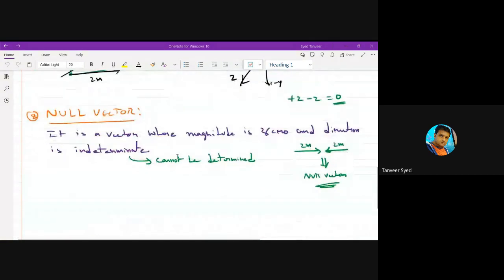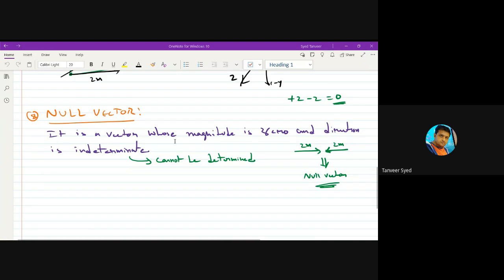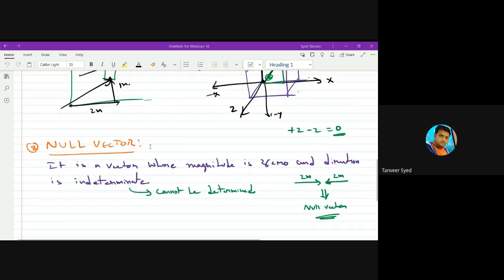Then last one, null vector. Null means zero, nothing. So a vector which has zero magnitude and whose direction is indeterminate. Indeterminate means which cannot be known or which we don't know. We call such a vector a null vector. So null vector is kind of zero in vector algebra.